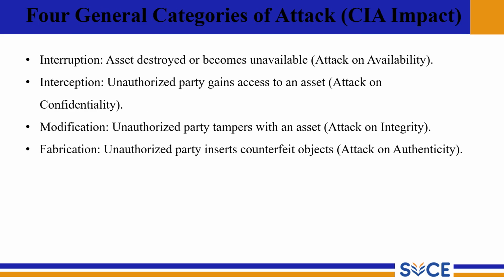Attacks are categorized by the CIA violation they produce. We have four general categories. First is interruption, where an asset is destroyed or becomes unavailable, which is an attack on availability. Interception, where an unauthorized party gains access to an asset, attacking confidentiality.